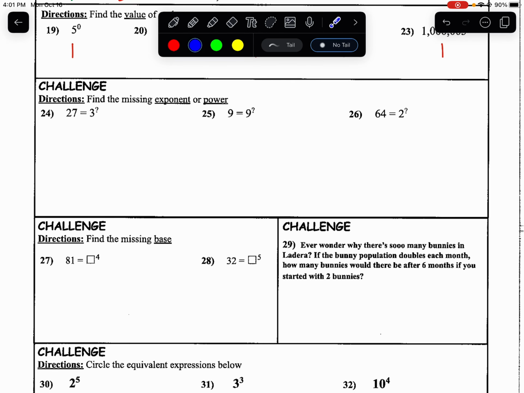Find the missing exponent or power. These are actually pretty simple. 27 is 3 to the what power? How can we figure this out? Well, if you had a calculator, it's pretty simple. Is it 3 to the first power? No, 3 to the first power is 3. Is it 3 to the second power, which is 3 times 3? No, that's 9. Is it 3 to the third power? 9 times 3 is 27. So yes, it is 3 to the third power. So the question mark is 3. Or actually, let's just write the whole thing. It is 3 to the third power equals 27.